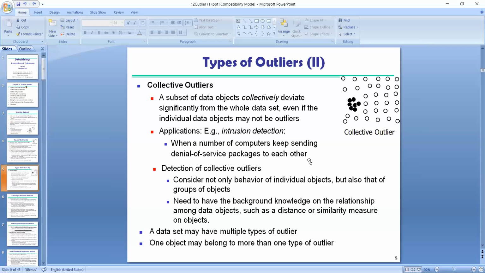So detection of collective outliers considers not only the behavior of individual objects but also that of groups of objects. Here it is not individual, it depends on the groups of objects. So we need background knowledge of the relationship among the data objects, how they are similar, such as the distance or similarity measure we are using, and only then can we consider it a collective outlier. So a data set may have multiple types of outliers. An object may belong to more than one type of outlier.